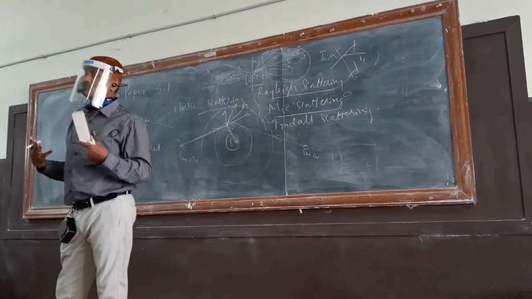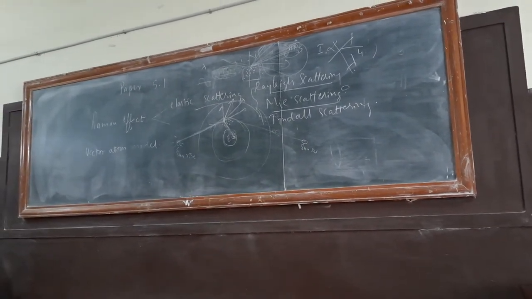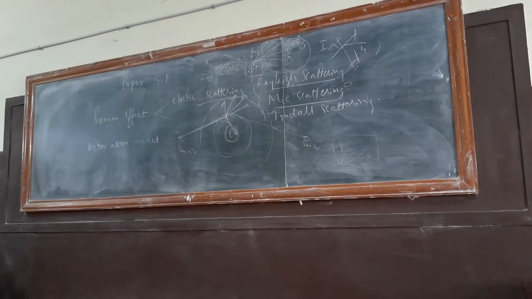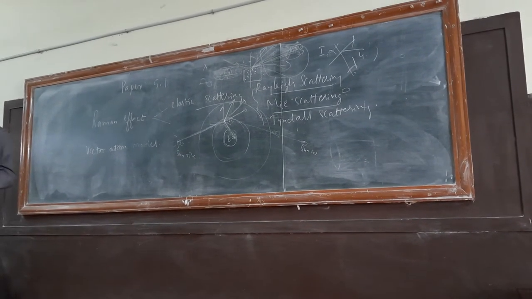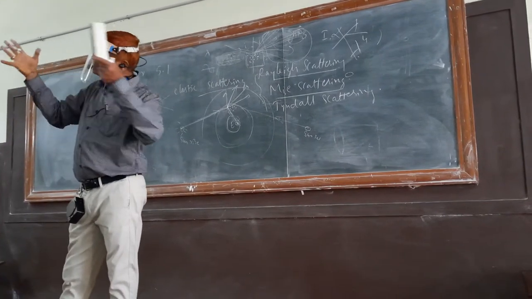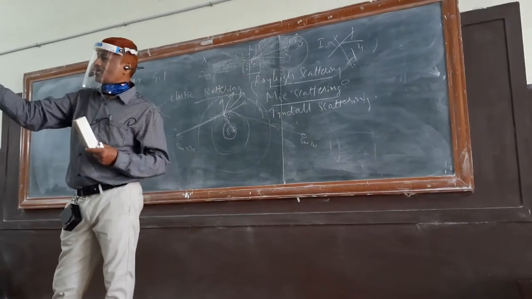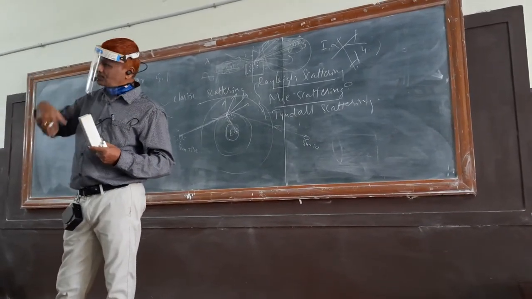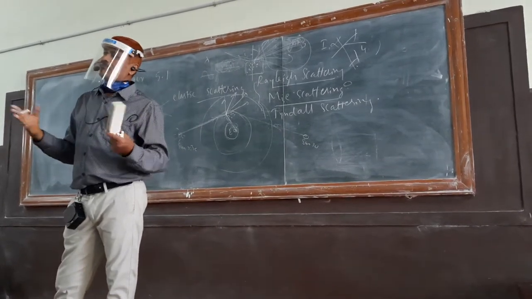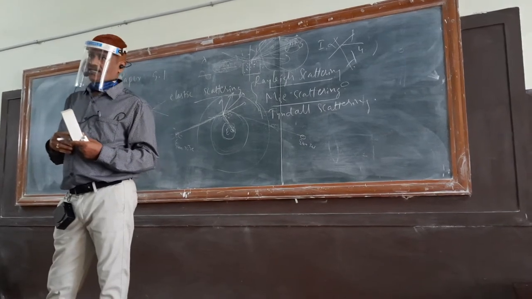So when you see the cloud, it is white in color, which means the droplets, the molecules present in the cloud, are bigger than the wavelength of the light. For that reason, they scatter equally. White light incident on them will also reflect white light. For that reason, they appear white in color.